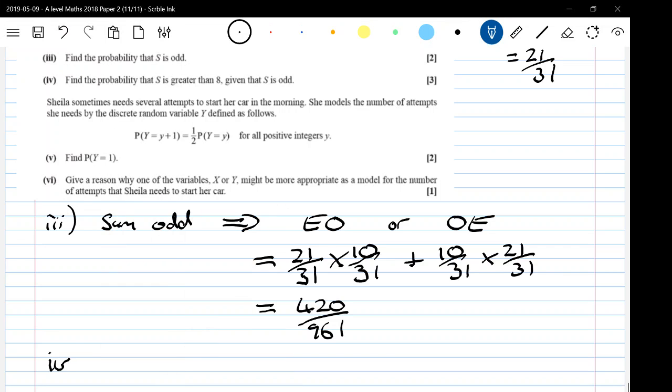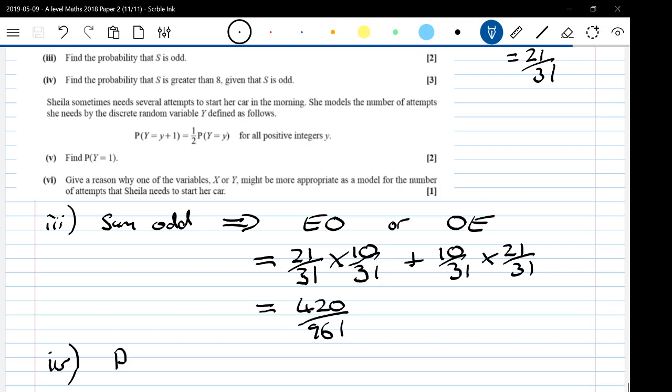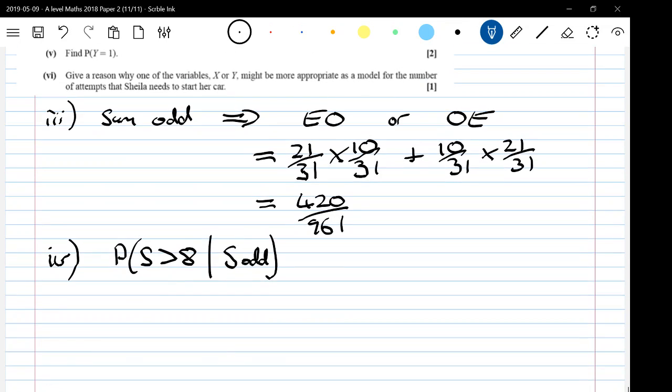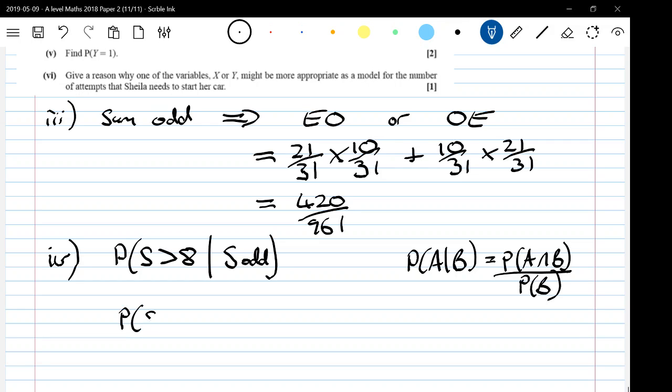Right. Part 4. Find the probability that s is greater than 8 given that s is odd. Now, we know something about this conditional probability thing. We've learned a little formula that says probability of A given B, probability of A and B divided by the probability of B. That's what we've learned already. So the top line is going to be the probability of the sum being greater than 8 and it being odd.